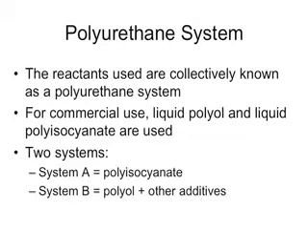The reactants of polyurethane make up a system. Like in our demo, system A is the polyisocyanate, and system B consists of the polyol and other additives. Together, these two systems form polyurethane.